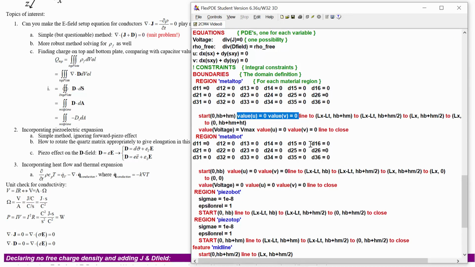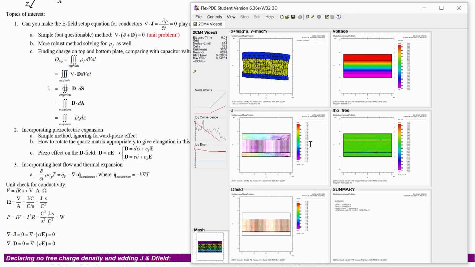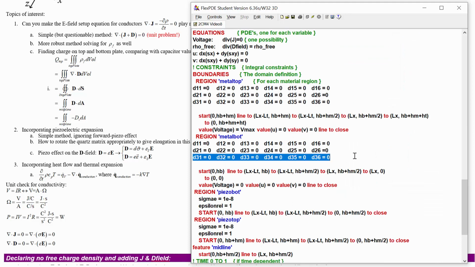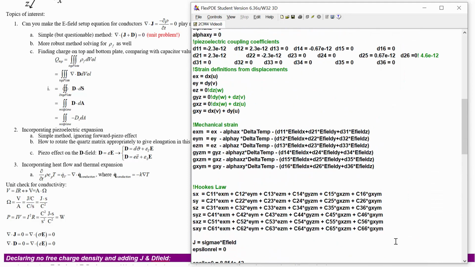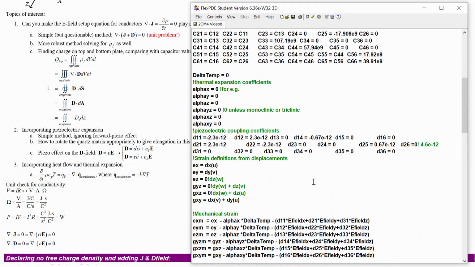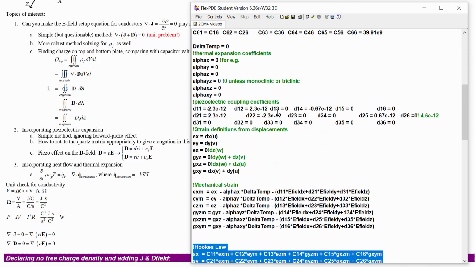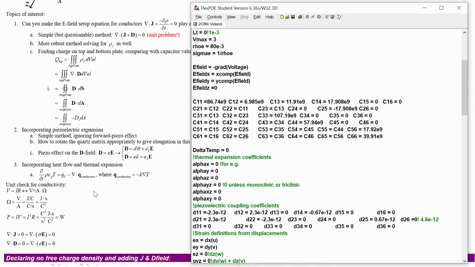All right, so let's turn off these value conditions holding the thing still around the metal, and get it to move again. We've got a couple of things left to do. We want to change the stiffness for the metal to be an isotropic material matrix. We want to perhaps consider what it would be like if we incorporated quartz rotated in the appropriate direction, rather than just making up our own piezoelectric coefficients. But first, what I'd like to do is incorporate heat flow and thermal expansion.